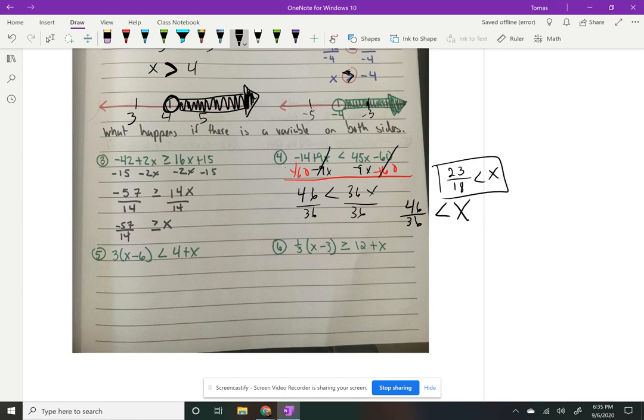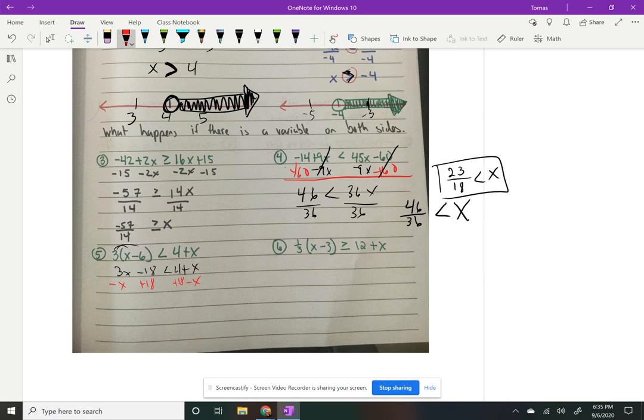So over here, what do we do first? We could distribute or however you want to do it. So that's what I like to do. I like to distribute. Okay, 3x, 18, 4 plus x. Pick a side. In this case, I want to put my x's on the left. So I'm going to move this one to the left. And then this plus 18, I'm moving it to the right.